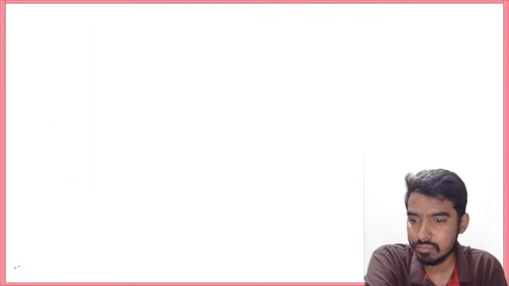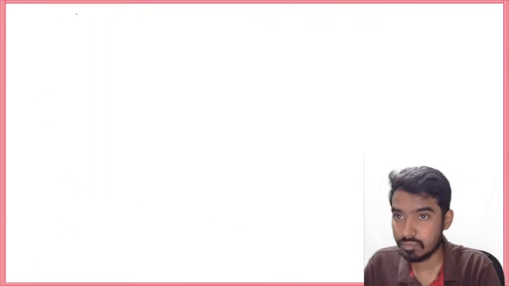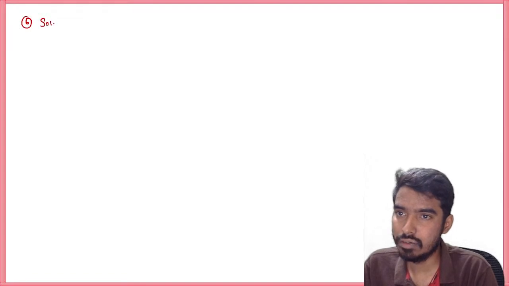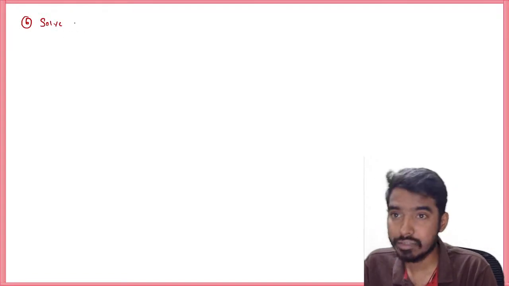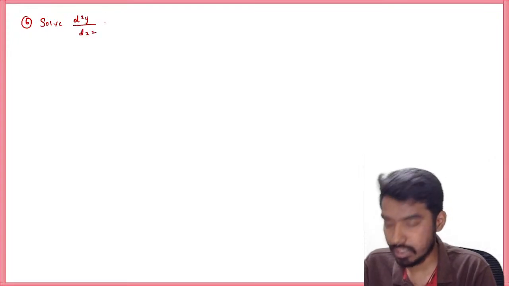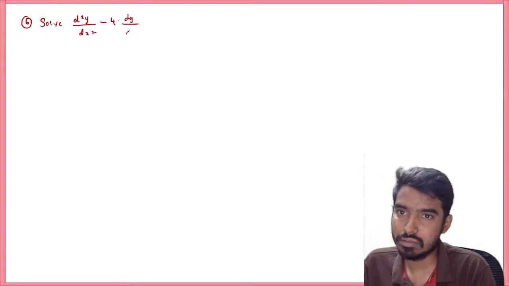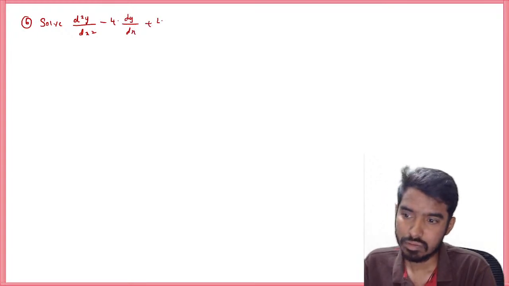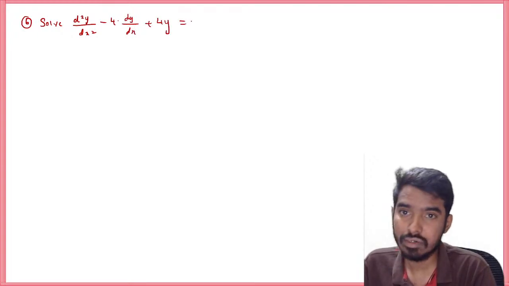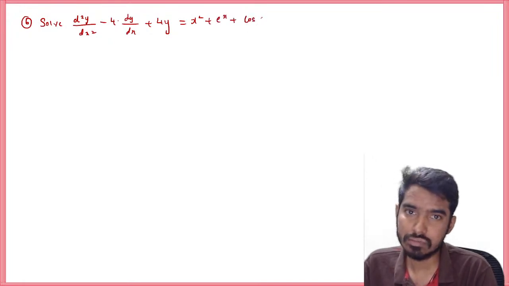Problem 160. Solve D square y by dx square minus 4 times dy by dx plus 4 times y is equal to x square plus e power x plus cos 2x.